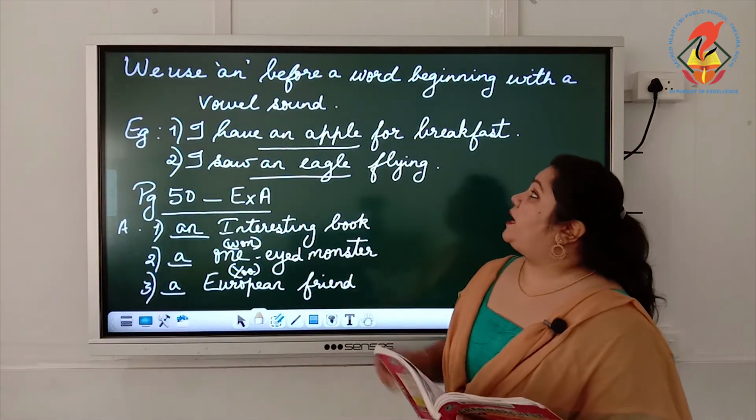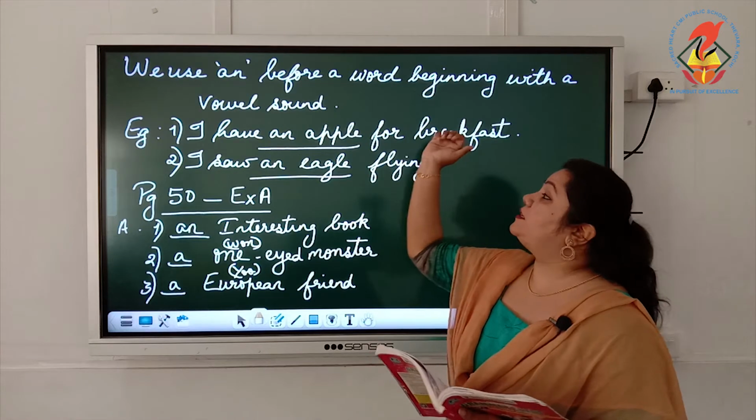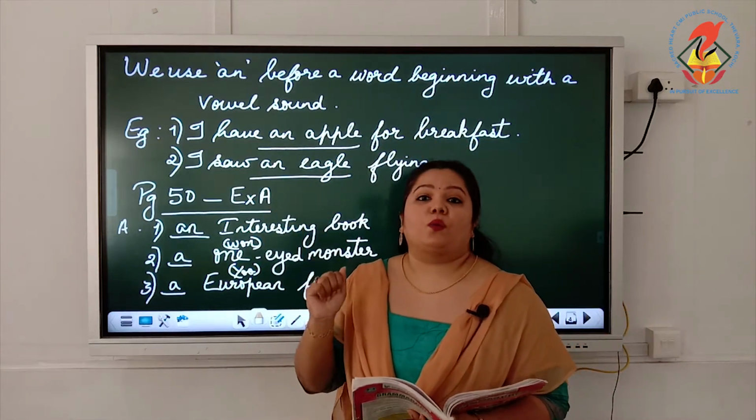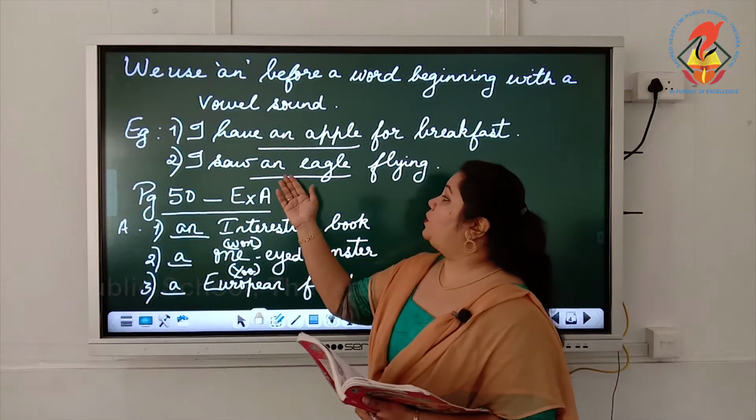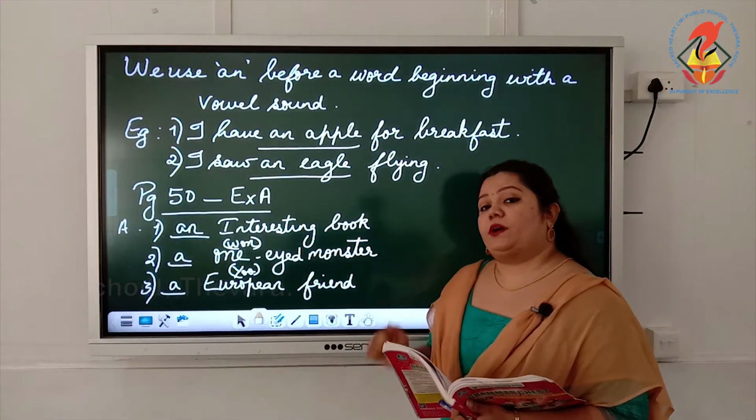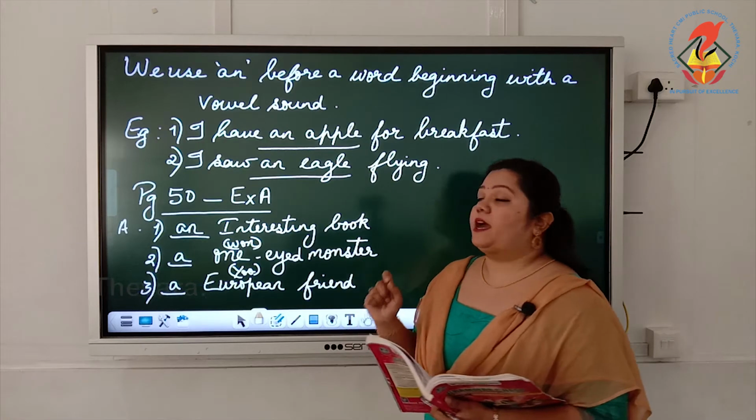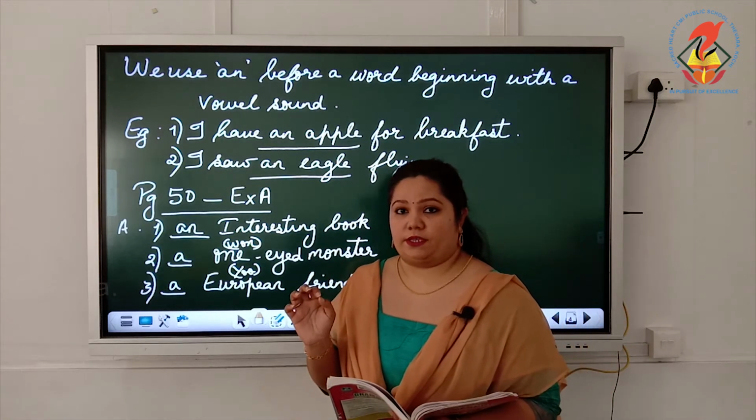We use article an before words that begin with a vowel sound. Just look at the example here. I have an apple for breakfast. We use article an over here before the word apple because here a has a vowel sound. Similarly, I saw an eagle flying. Here too we use article an before the word eagle because the letter E has a vowel sound in it.